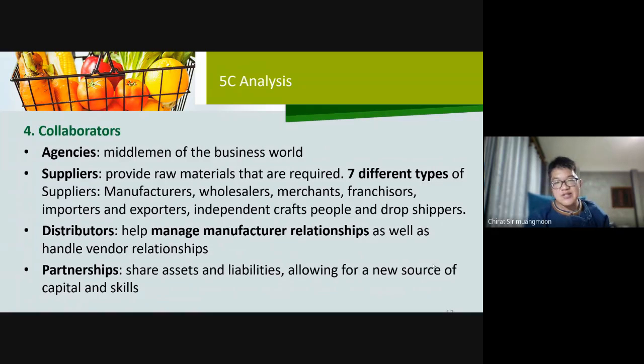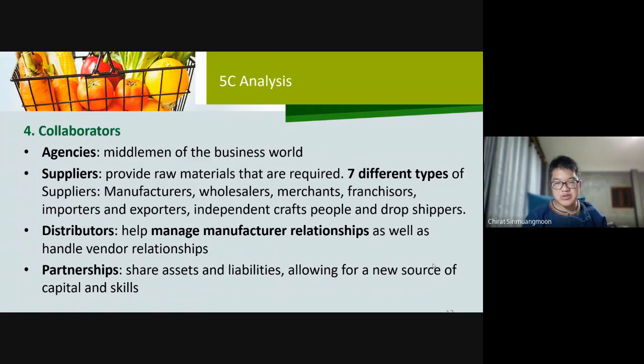Then you need to deal with suppliers. Sometimes a supplier is the same person as an agency. Generally for agricultural products, they need to deal with raw materials. So seven types of supplier are included here, like manufacturers, wholesalers, merchants, franchisors, importers, exporters, or independent craftspeople or drop shippers. So these are all suppliers.